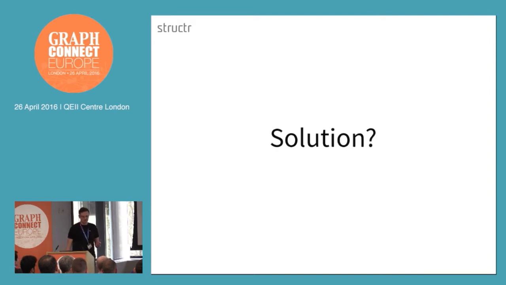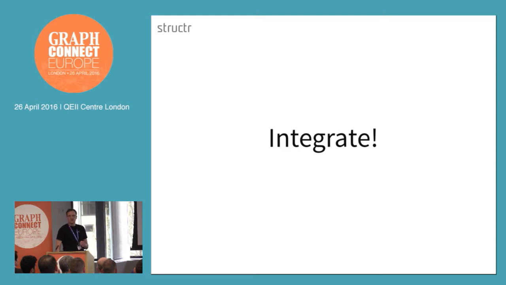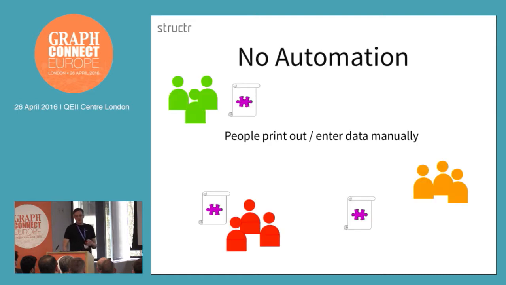So what's the solution? You have to integrate the data. And this is where the problem starts. So one scenario is you have no automation. Of course, you can integrate data and processes by just letting people enter data manually or print out data or just talk to each other or write emails. This is common practice, and it causes lots of friction, of course, because it's very slow and error prone.